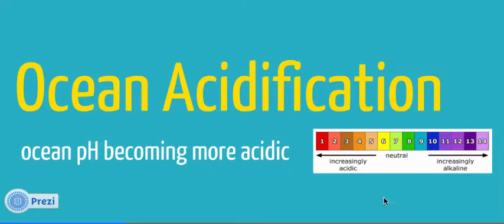Normal ocean pH is about 8.2. Ocean acidification means that it's heading closer towards 7. But remember, even a small change in pH means major changes in acidity.